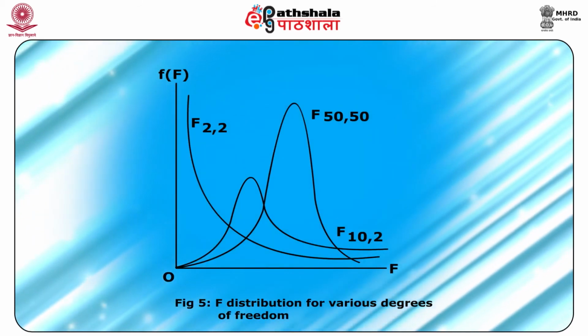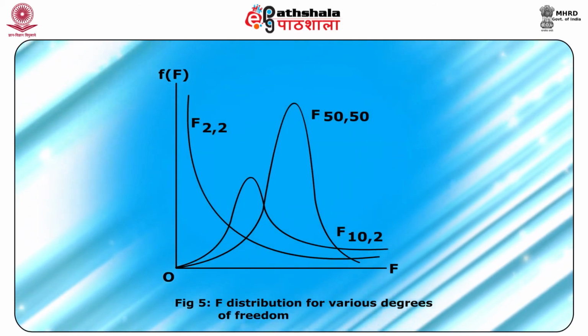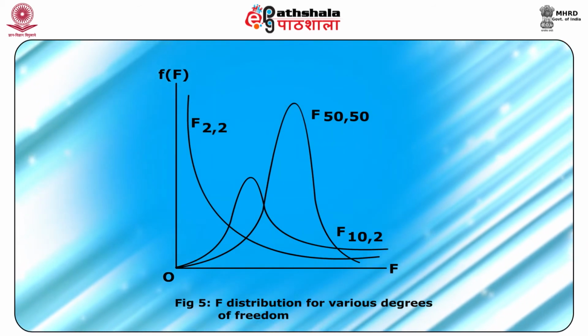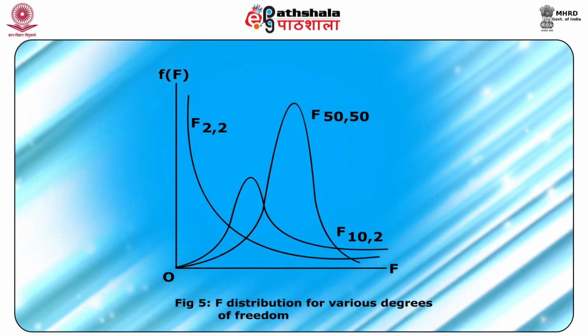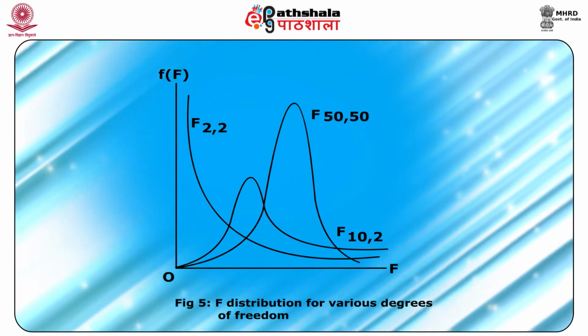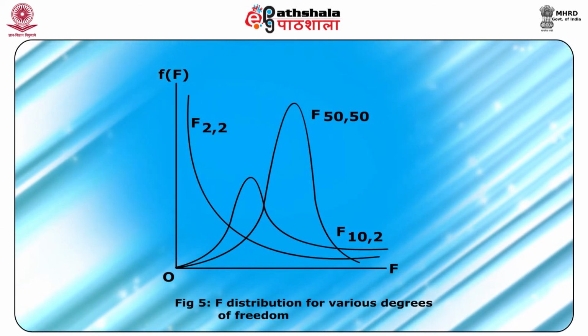freedom of the denominator. The figure for the F distribution is shown in figure 5, and you can again see that we have different graphs for different degrees of freedom, and as the degrees of freedom K1 and K2 both increase, the distribution again tends to be normal. So what are the properties of the F distribution? Let's see them one by one.